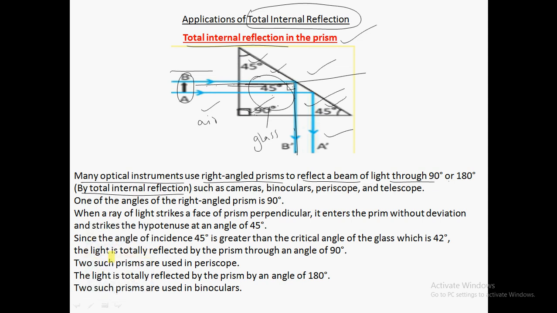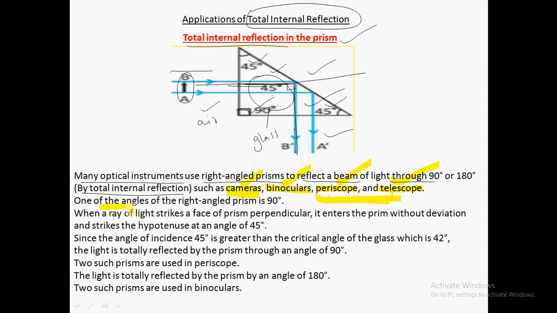Where can we see this? We can see it in cameras, binoculars, periscopes and also telescopes. Cameras, I think you know, as we use mobiles, in mobiles also we use different types of prisms for the camera. Binoculars are where we use them to look at objects, and also the periscope and telescope. These are the instruments where we see objects, in different constructions.